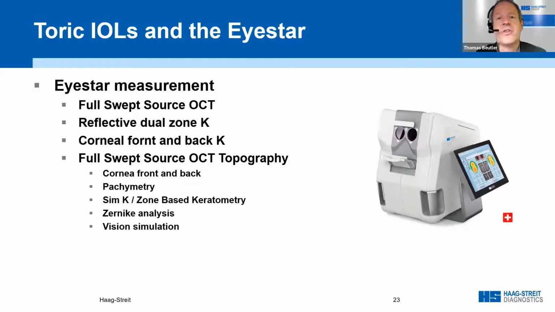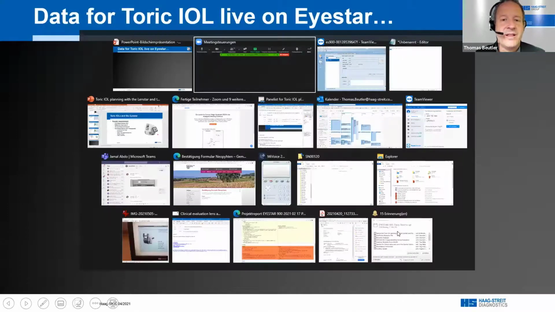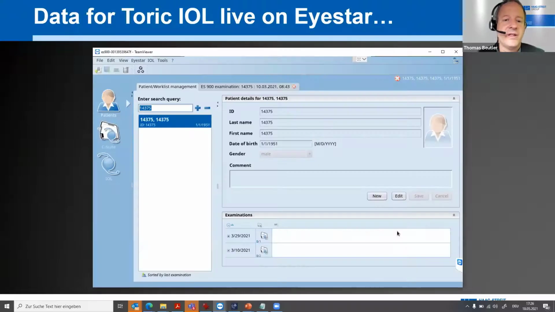The Eyestar features a full type A topography unit, and this provides topography of the anterior cornea, topography of the posterior cornea. It provides pachymetry. Then we get simulated keratometry from there. We get zone-based keratometry. We get Zernike analysis of the entire cornea, and we can do vision simulation. And all these features I would like to show you now in a little live session, because I guess it's always best to really see it on the unit itself.